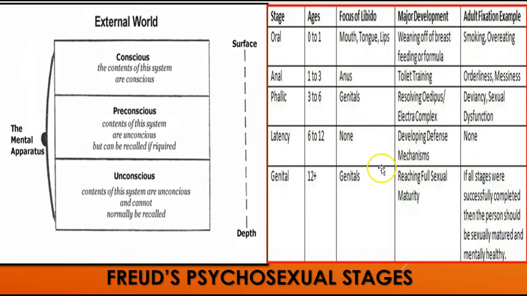And then the last stage is the genital stage, 12 years and up, just like the phallic stage. They are associated with the genitals, they're fixated on genitals here, reaching for sexual maturity, puberty. And here it says if all stages were successfully completed, then the person should be sexually mature and mentally healthy. But that's what Freud believed, and not all of his colleagues agreed with him on this theory. And we will talk about some of these strengths and weaknesses.